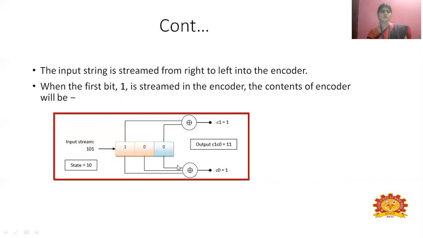So 1, 0, 0 is given to the second modulo 2 adder. Now the C0 value is equal to 1. So the output of C1 and C0 will be 1, 1. Okay, so the state is 1, 0 and the output is 1, 1.